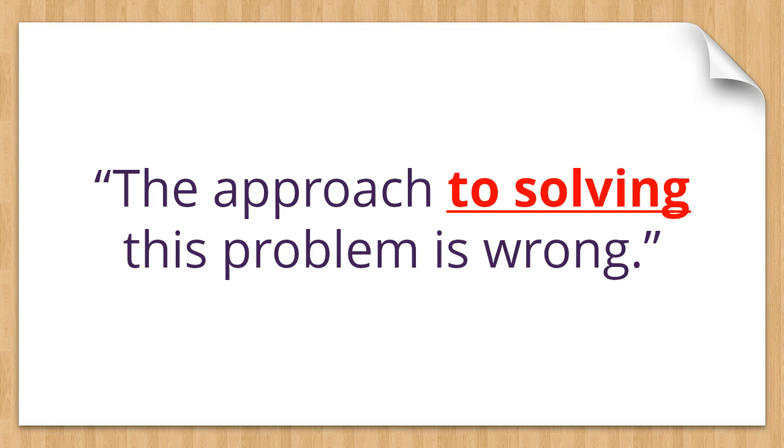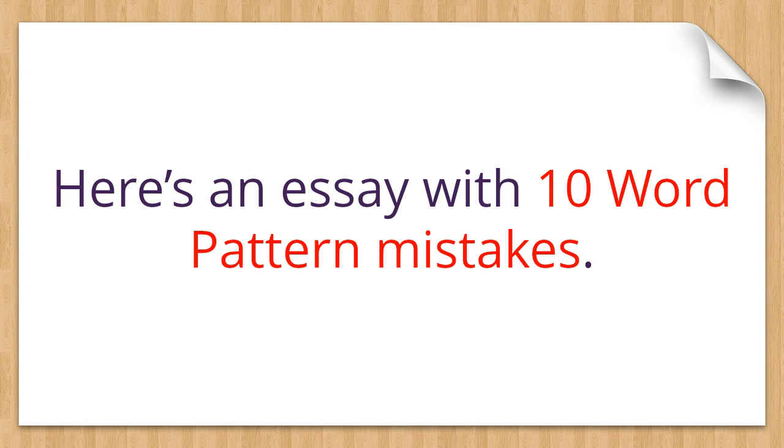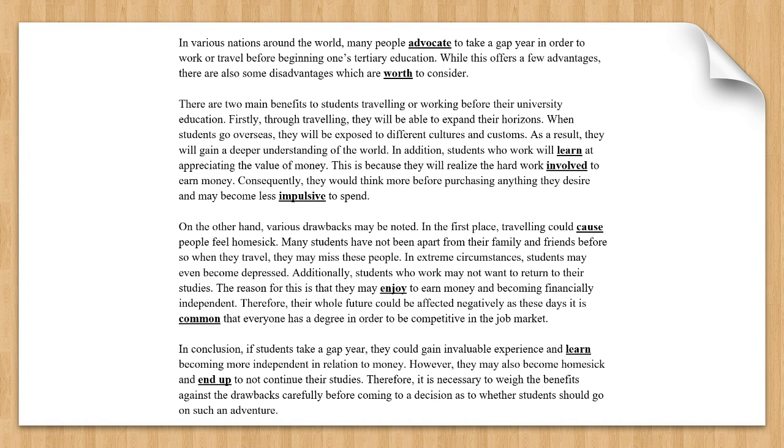Let's end this section with a real practical example of correcting word patterns. Here's an essay with 10 word pattern mistakes. I've already underlined the word that has the wrong pattern. I've made your work much easier by doing that. All you need to do is look at the pattern after the word because it's wrong. Then go to the dictionary and input the underlined word, then correct the mistake.